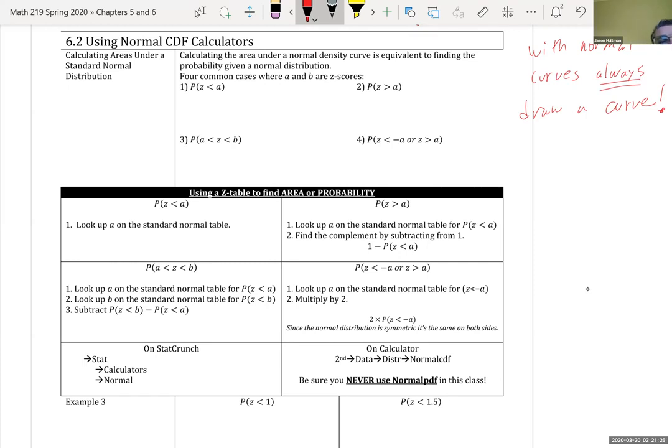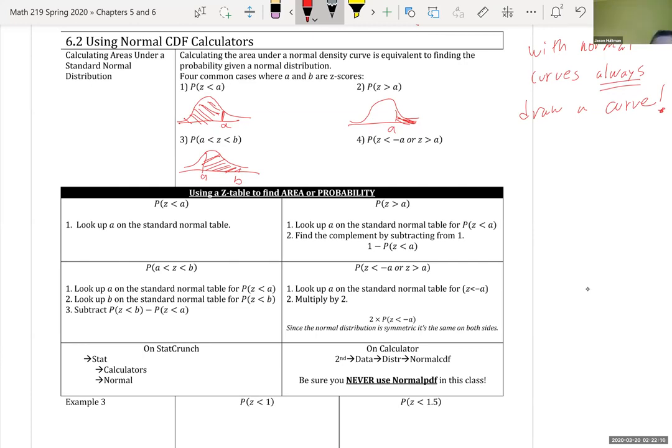So what would z less than A look like? Well, let's draw a curve, and let's say that A is here, and so we want all the values less than A. What about z greater than A? Well, we would want all the values greater than A. What about from A to B? We want all the probability from A to B, and A can be any value.